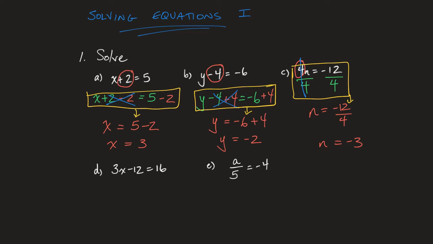Well, let's look back at the original equation. You had an x plus 2 equals 5. And you notice that when you subtracted 2 from both sides, it looked like this plus 2 became a minus 2 on the other side. Look in equation B. It looks like this minus 4 became a plus 4. Look in equation C. It looks like this times by 4 became a divide by 4.